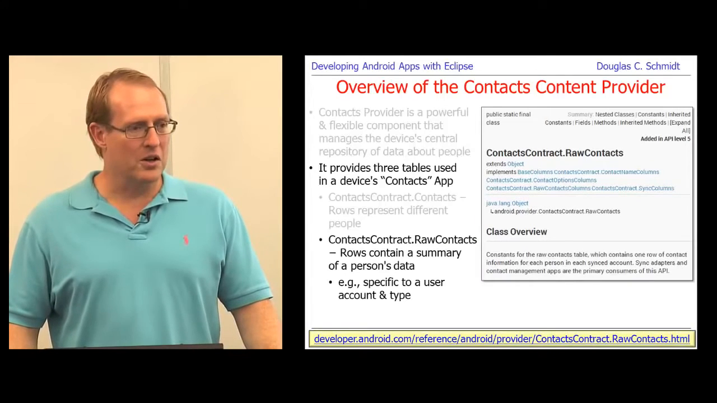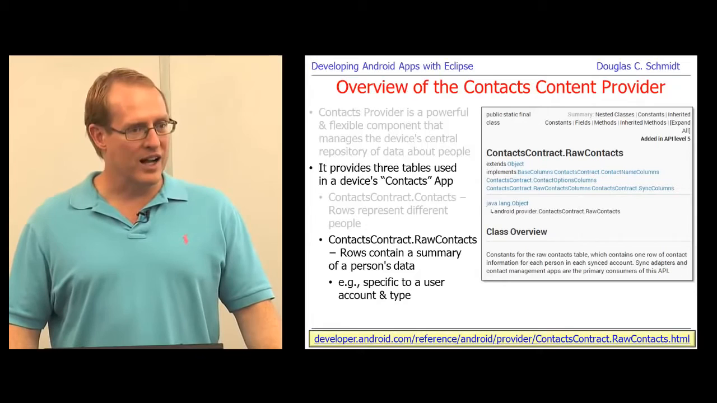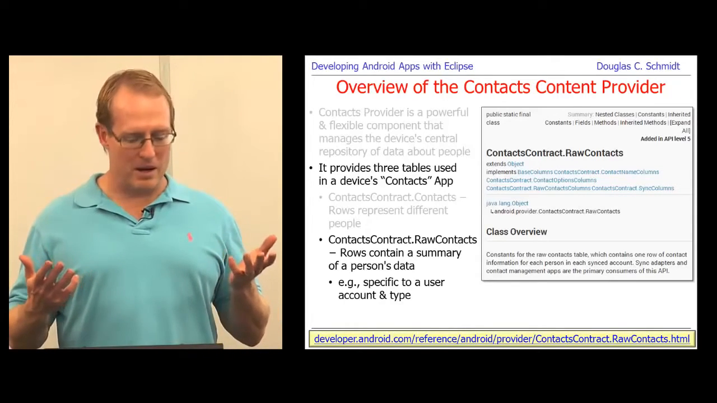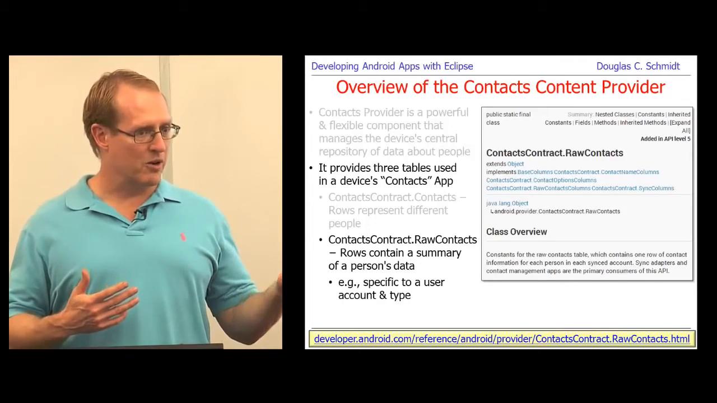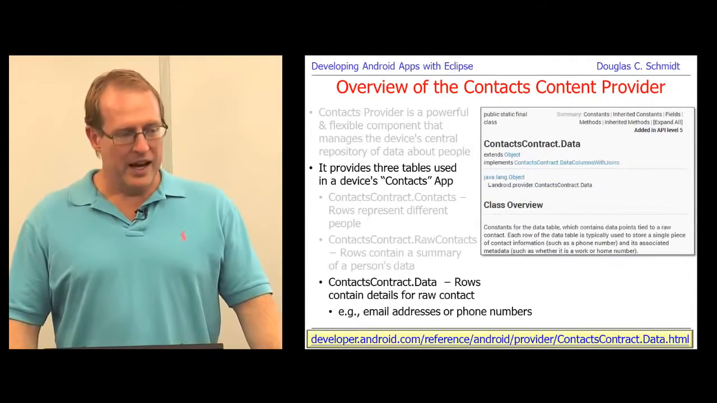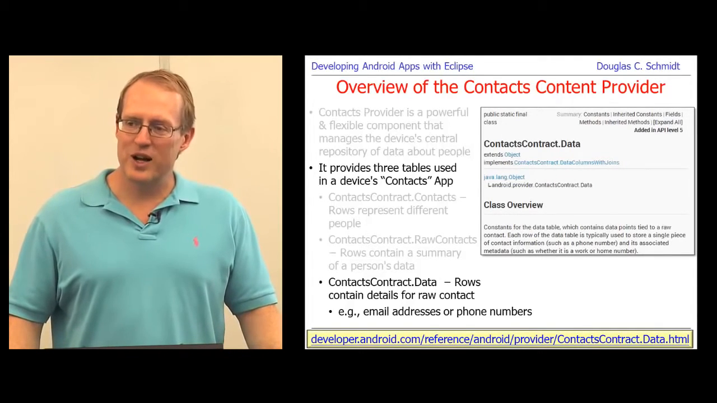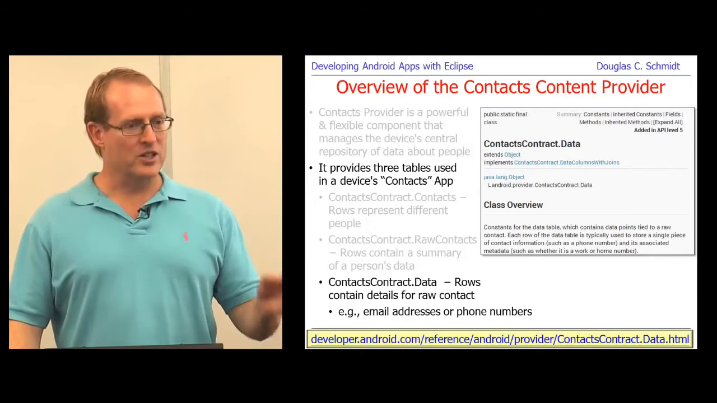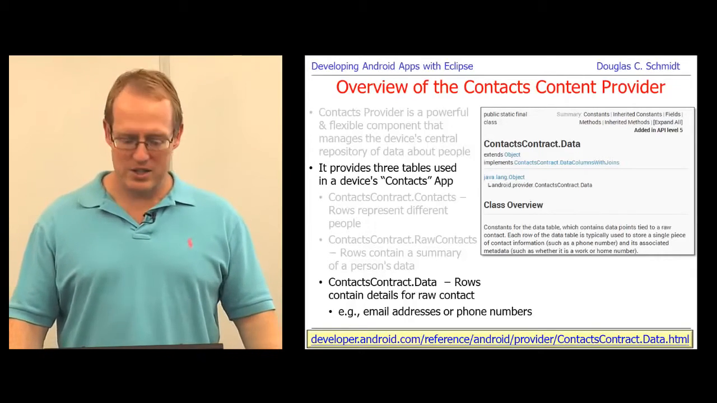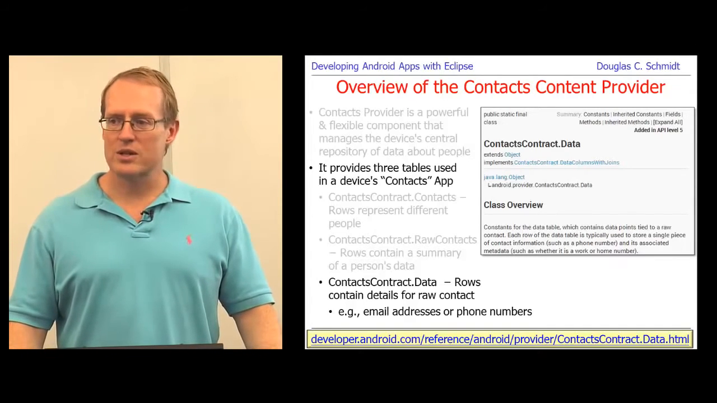There's also something called ContactsContract.RawContacts. And this, again, basically provides a summary of data about a person that are specific to their particular account, to their particular type of user. And then finally, you have ContactsContract.Data, and that's actually details for a raw contact. So that might be your email address, your phone number, other things along those lines. So those are some of the key tables.